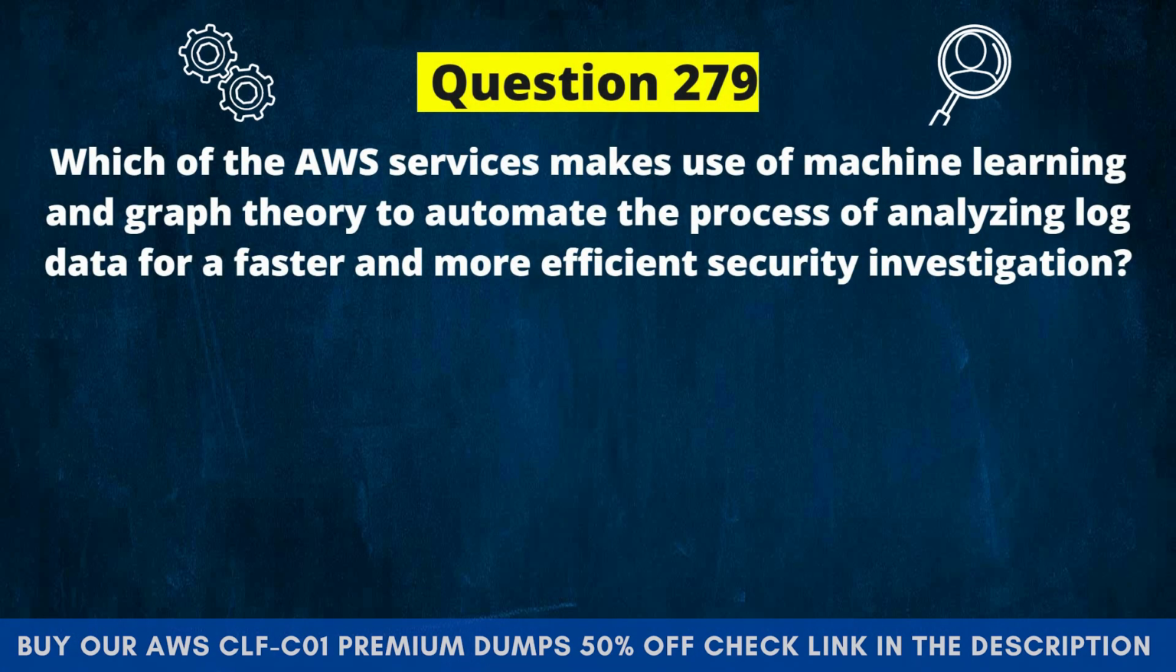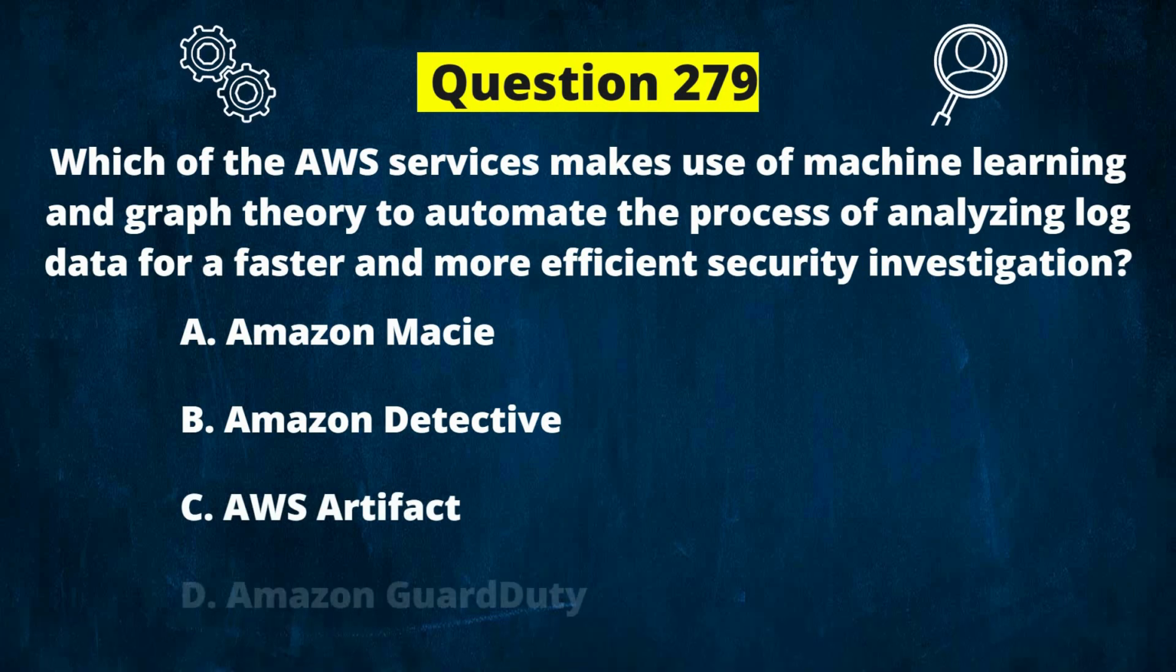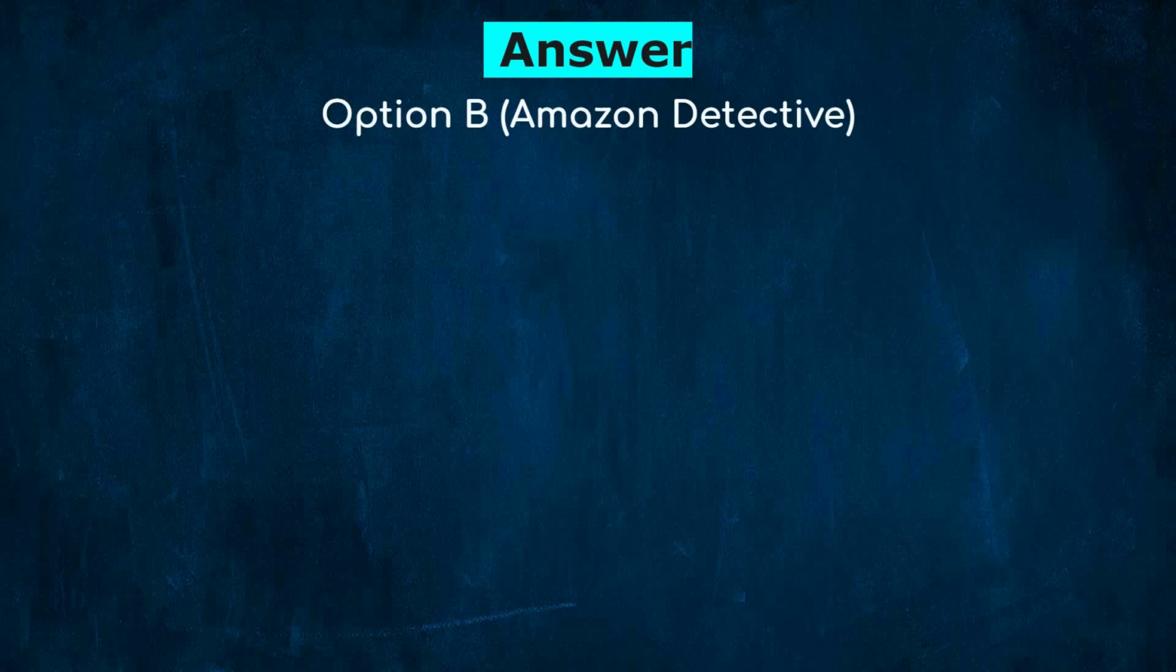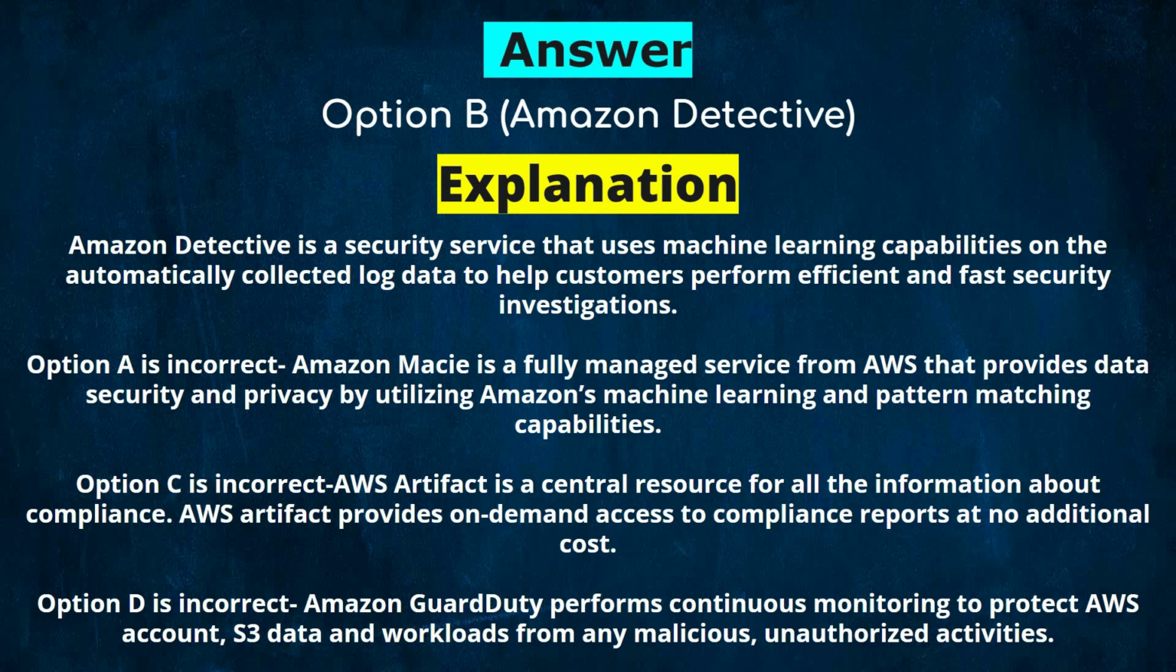Which of the AWS services makes use of machine learning and graph theory to automate the process of analyzing log data for a faster and more efficient security investigation? And the options are A, Amazon Macie. B, Amazon Detective. C, AWS Artifact. D, Amazon GuardDuty. And the correct answer is option B, Amazon Detective. Explanation. Amazon Detective is a security service that uses machine learning capabilities on the automatically collected log data to help customers perform efficient and fast security investigations.